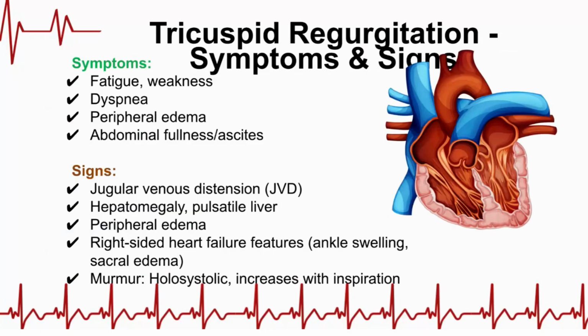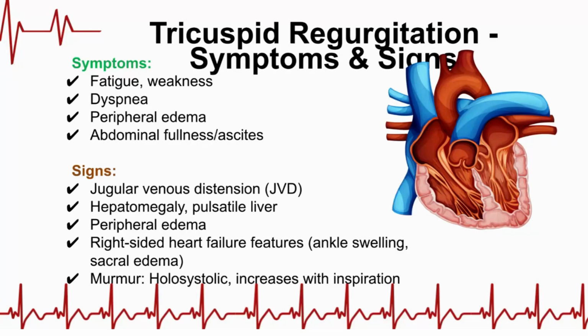So signs and symptoms, it's all the usual stuff: fatigue, weakness, dyspnea. We can also have peripheral edema. The difference here is that you can have abdominal symptoms such as ascites, or the patient saying that they feel very bloated. In terms of signs, this is where, as I said, there is jugular venous distension. You can examine the patient's jugular vein by asking them to turn their neck to one side, and you can see if it's distended or not.